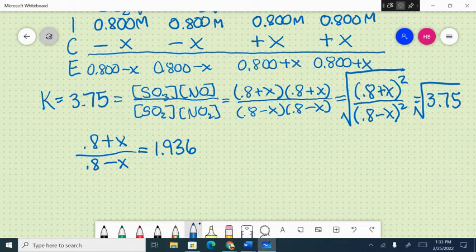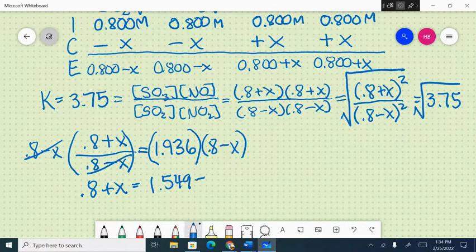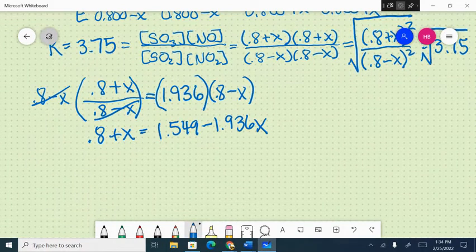So I'm going to do some straightforward algebra here, which I'm sure everybody's pretty good at by now. So I'll multiply each side by this, and I end up with 0.8 plus x equals 1.549 minus 1.936x. Now I have to be careful. I'm going to show you the mistake that most people make because I want to deal with positives, obviously, right?